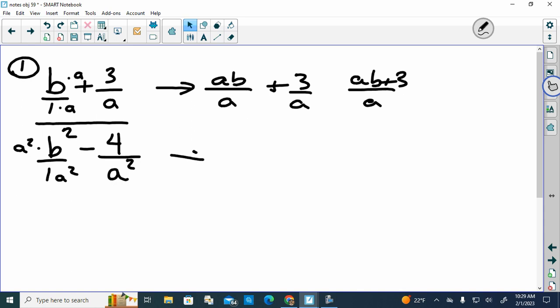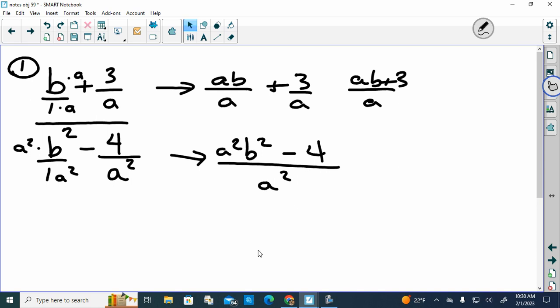Okay. So I'm not going to write it double like I did on this one because there's not anything we're combining. So we're going to write a squared, b squared, right? Because we can't put them together because they're two different variables. Minus 4 over my common denominator, which is a squared. Okay, so my numerator has been simplified and my denominator has been simplified. So this is what I have.